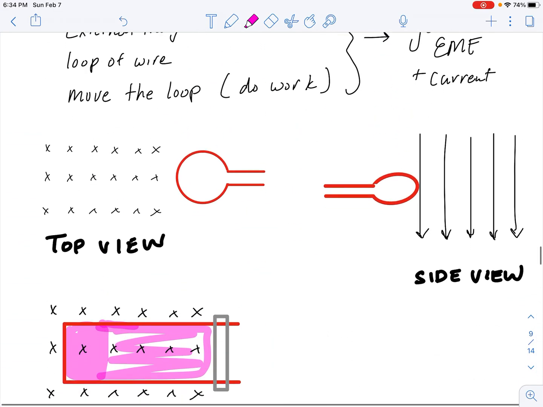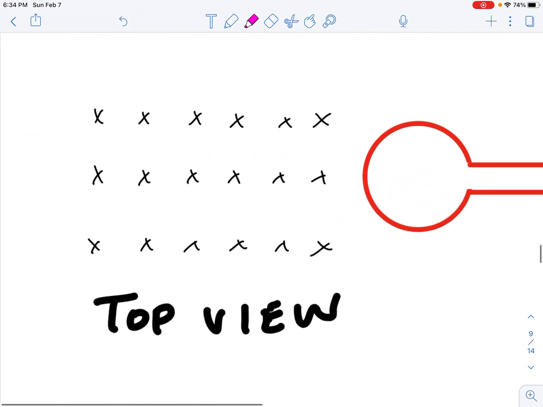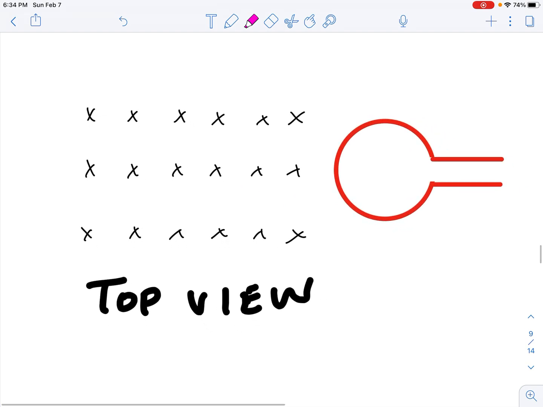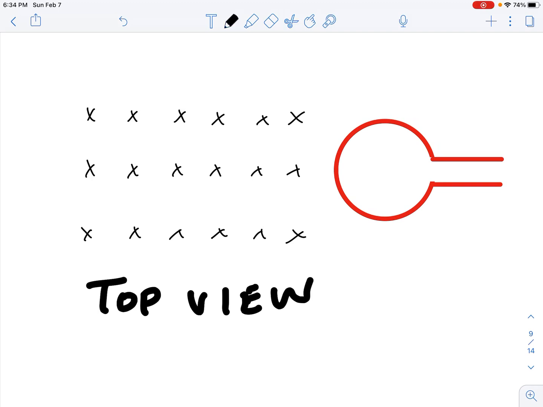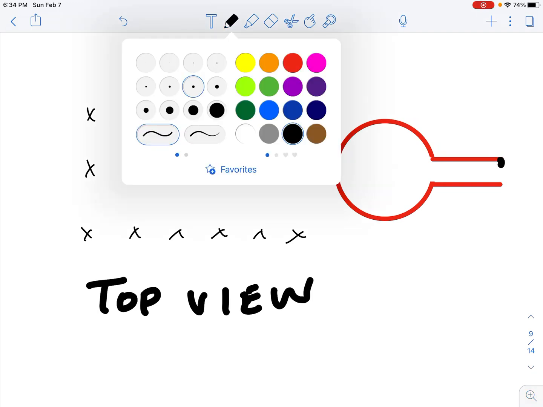I'm going to go back up to our scenarios here. Remember, in this scenario, I've cleaned up my artwork a little bit. I've got a loop of wire. And by the way, I have it empty on the right-hand side, but this loop of wire is connected to something, some kind of resistor. Let me make that a bit skinnier.